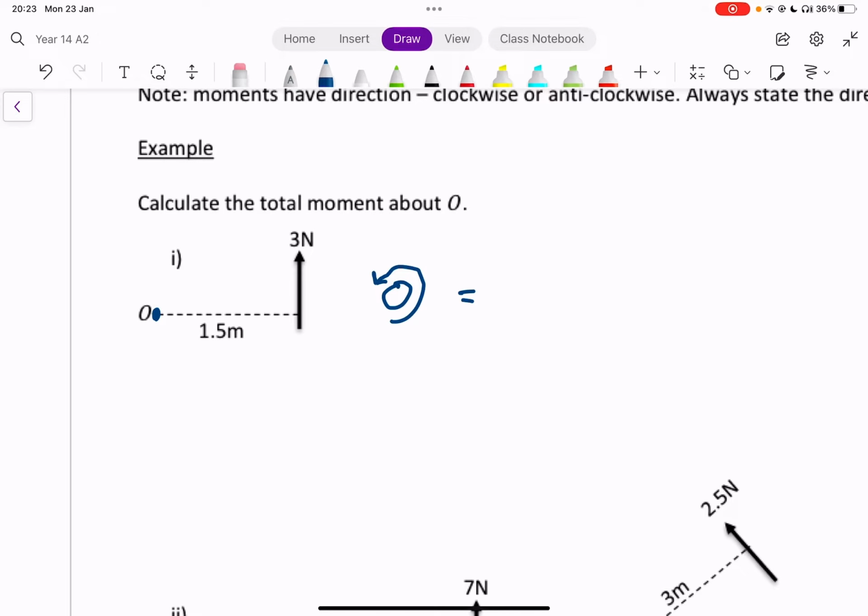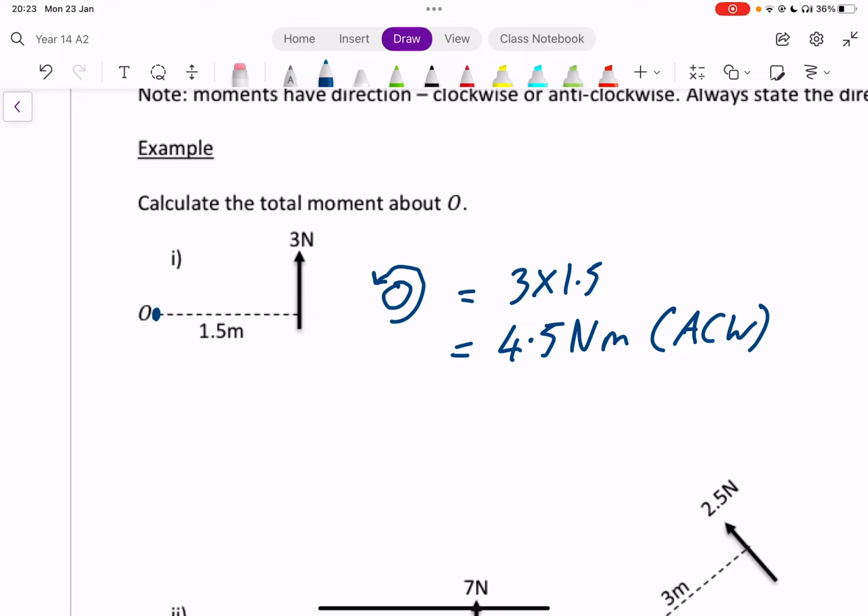So take moments anti-clockwise in this case. Our force is 3 newtons, and it's already going perpendicular. Remember, it was F times d, the force and its perpendicular distance. So your moment is going to be 3 times 1.5, which is 4.5, and the units, remember, are Newton meters. You have to state the direction, so put in brackets ACW, which stands for anti-clockwise. Of course, if it was CW, that would stand for clockwise.